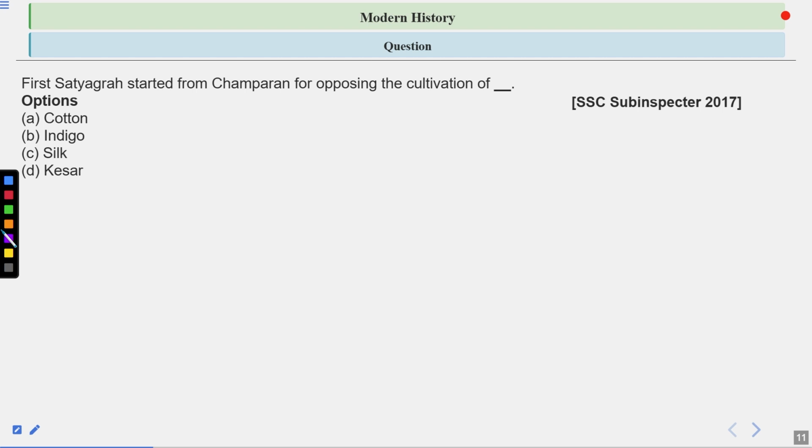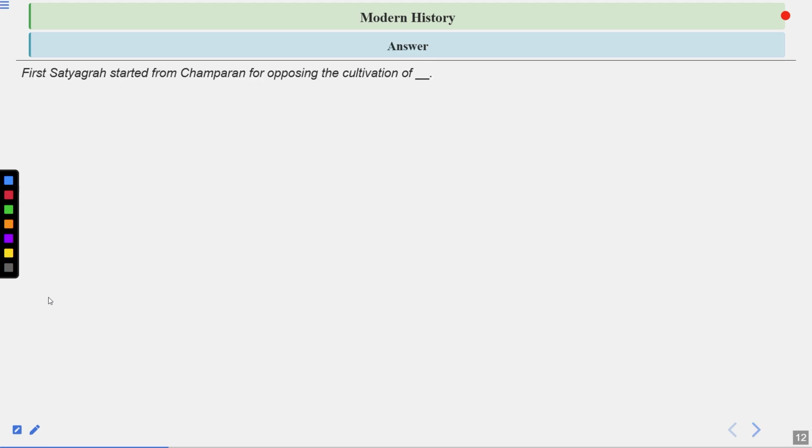Thereafter, the next question is, the first satyagraha started from Champaran for opposing the cultivation of dash. Options are cotton, indigo, silk, kesar. In order to give the right answer, 10 seconds are there. Time starts now. Time's up. The correct answer is B, indigo.